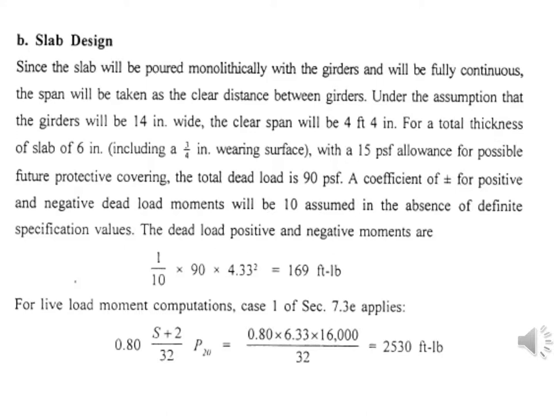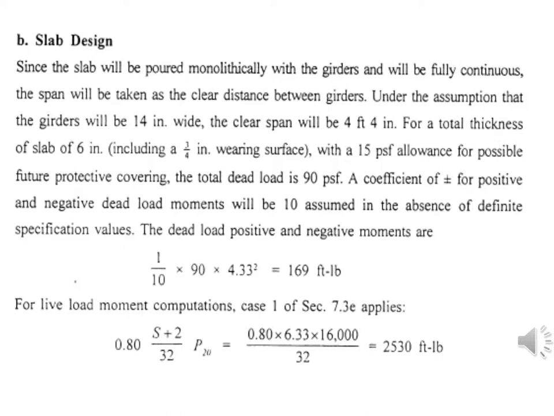The next one is the slab design. Since the slab will be cast monolithically with the girders, the span will be taken as the clear distance between the girders. Under the assumption that the girders will be 14 inches wide, the clear span will be 4 feet 4 inches. The total thickness of the slab is 6 inches, including the 1 by 4 inch wearing surface, with a 15 PSI allowance for the possible future protective covering.